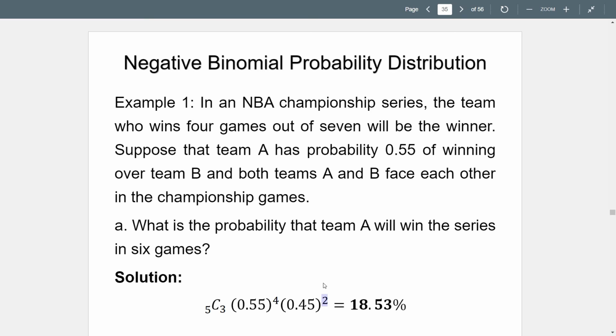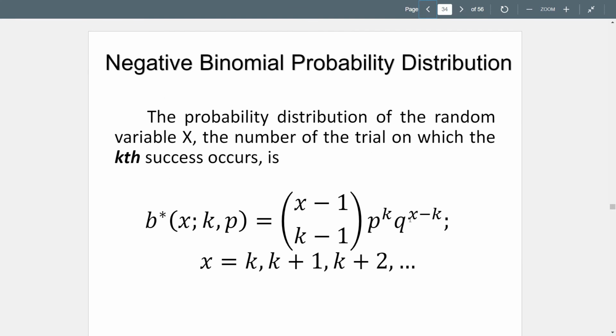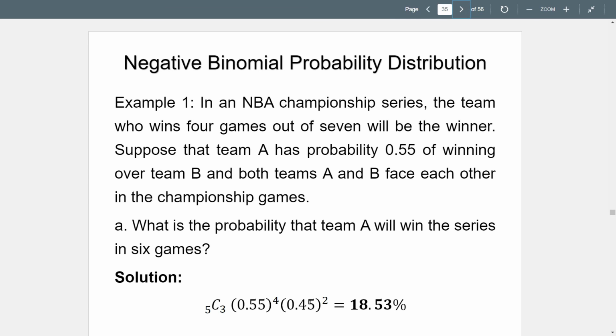And then the exponent will be x minus k. So this will be 6 minus 4. And then you get an 18.53% chance that A will win the series in 6 games.